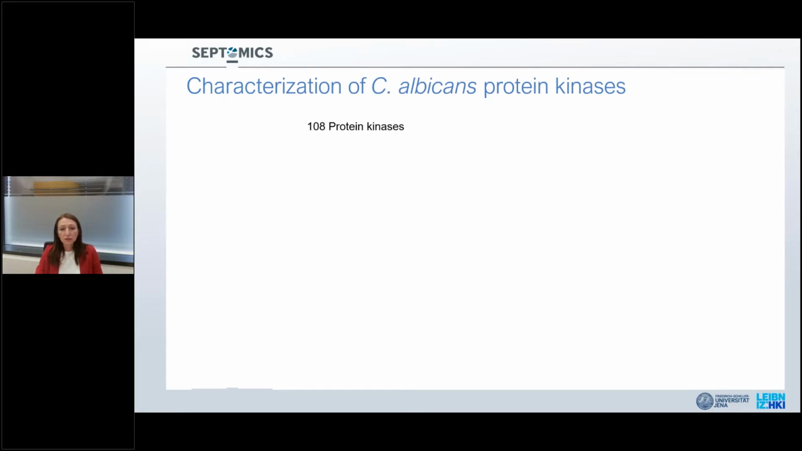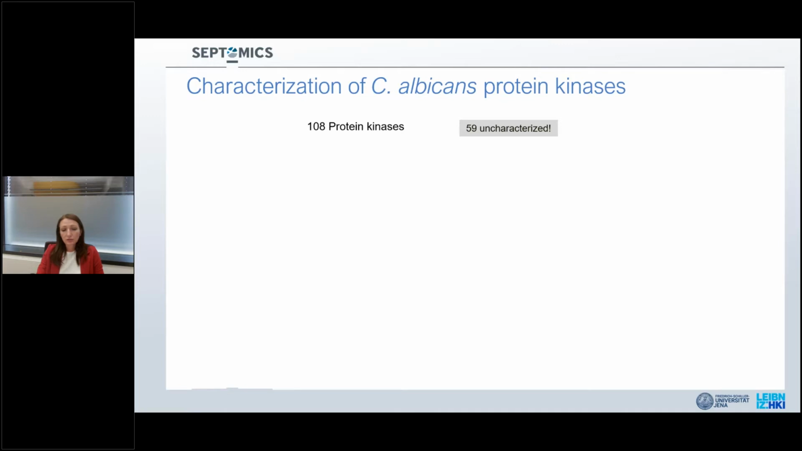So, Candida albicans. In all micro and higher organisms, protein kinases coordinate responses to external and internal stimuli. The Candida albicans genome comprises 108 protein kinases. Although some of these kinases have been characterized and functions have been assigned in various aspects of either Candida fitness or pathogenicity, the precise role of 59 of these kinases remains uncharacterized.